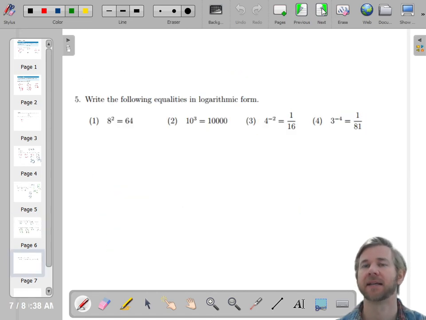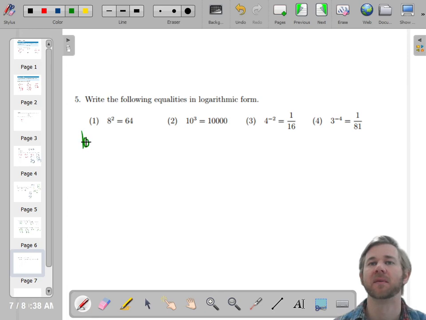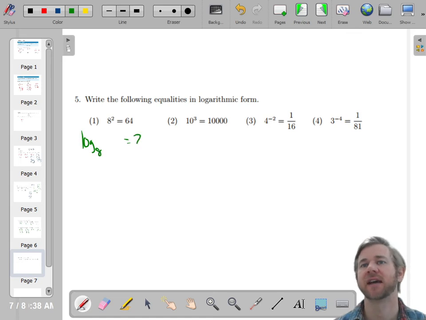And last thing, we've got to write them in log form. So the trick to these is the base of the exponent is the base of the logarithm. So 8, it's a base 8 log. 8 to the second power is 64. If it's a base 10 log, I'm not going to have to write the 10 because that's implied.